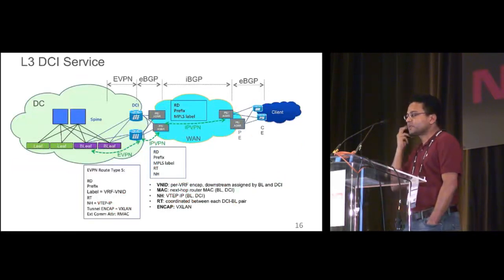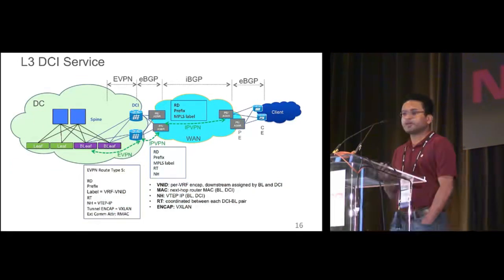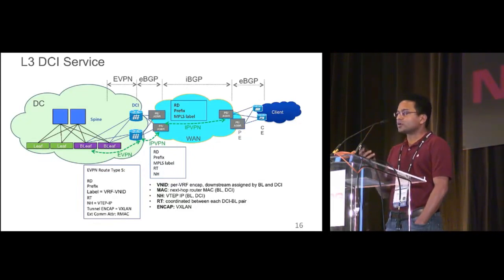So here is an example with the layer 3 DCI service. We have an EVPN route type 5, because that is the one which will bring in the L3 gateway functionality. We need to send this route out over the WAN towards the remote data center. So the data center interconnect takes the type 5 route and re-originates it into an MPLS route. The MPLS route will have an RD prefix, MPLS label, RT, and next hops. I think once we go to the next slide, it will give a much clearer picture.